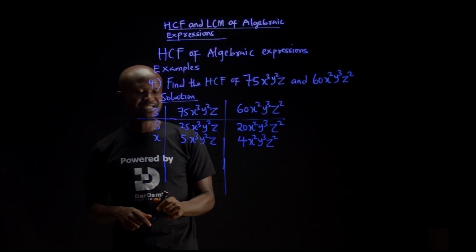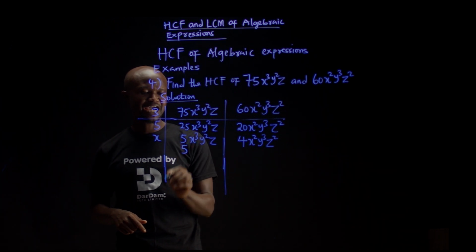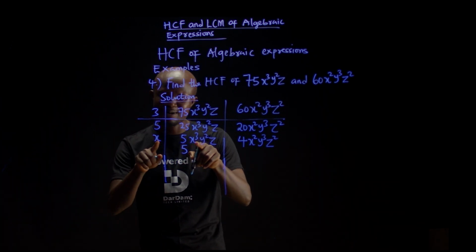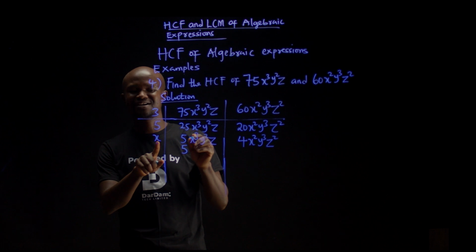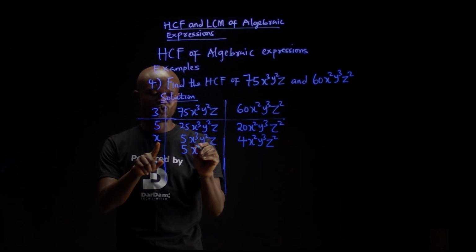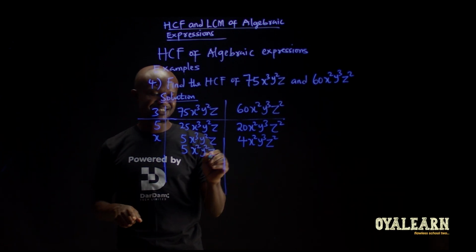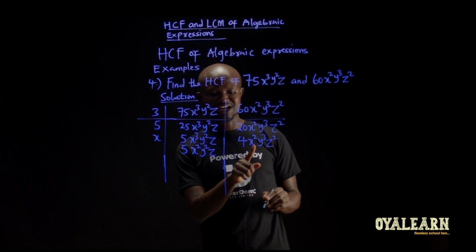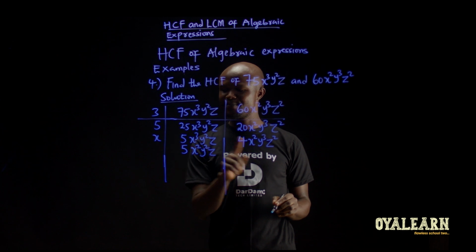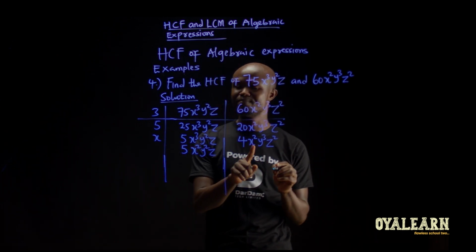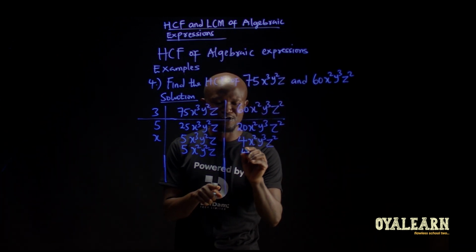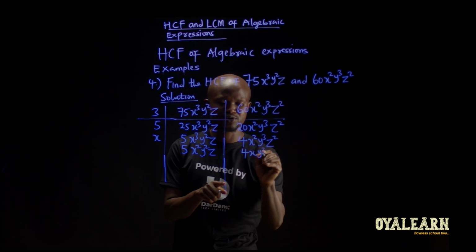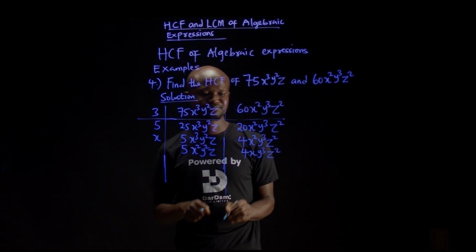Now, dividing this by x, what do we have? 5x cubed divided by x, it will remain x squared. So we have 5x squared y squared z. Now, this side, if you use x squared divided by x, what will you have? It will remain x. So we have here 4x y cubed z squared.